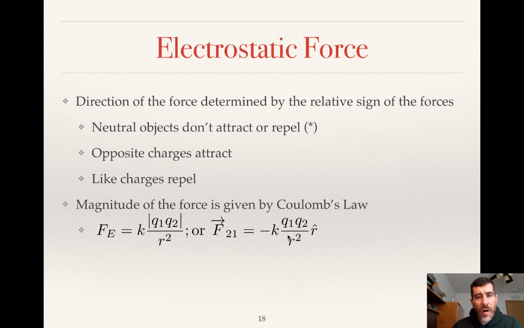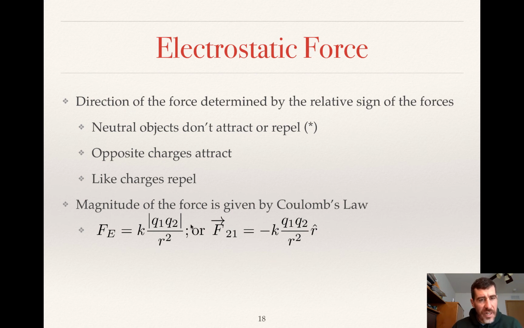Now in practice, you can also write this in a vector form. So this is now the force on object 2 due to object 1. And here you actually would include the sign of the Q, so whether the charge is positive or negative, and you have this R hat unit vector which points from 2 to 1. And you need a negative sign to make the directions work out.